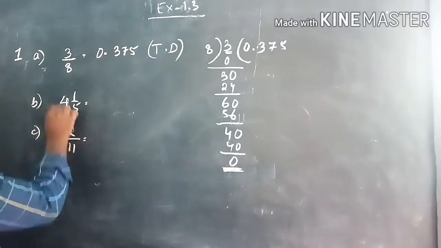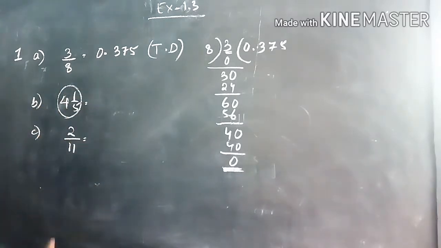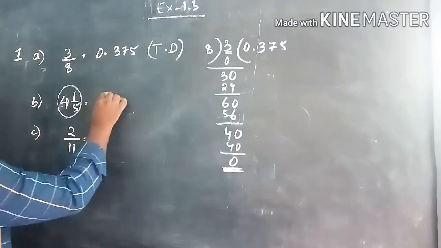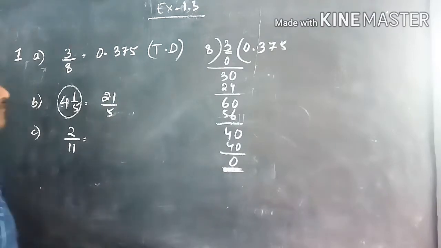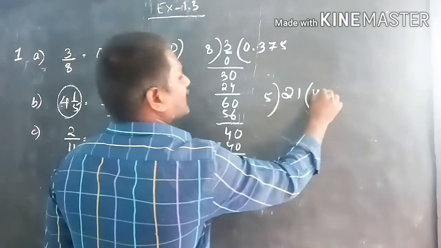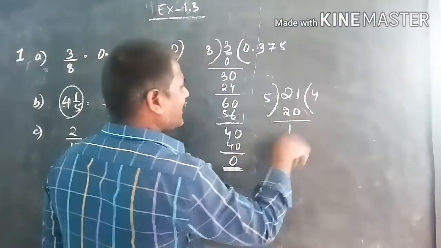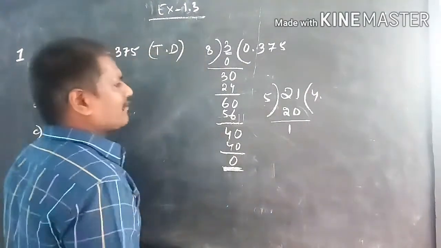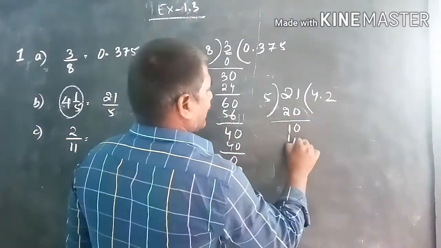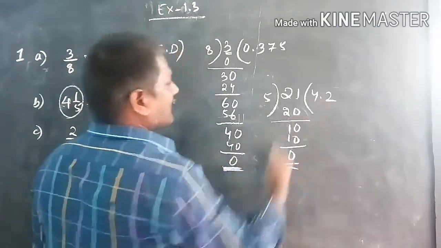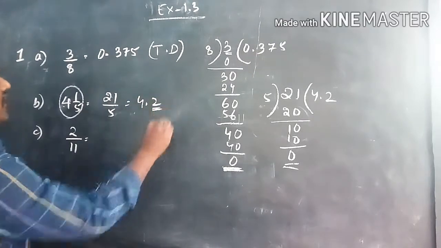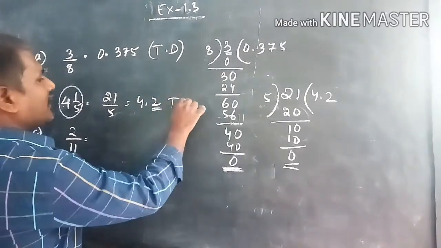4 and 1/5. It is a mixed fraction. Now you have to convert it into an improper fraction. 4 5s are 20. 20 plus 1, 21 by 5. So 21 by 5 also can be divided like this. 5 4s are 20. The remainder is 1. Let us take a decimal point. After taking the decimal point, you have to bring down a zero to the remainder. Now 5 2s are 10. The remainder is 0. So the division is over. The answer is 21 by 5 is equal to 4.2. So it also terminates. Now this is also a terminating decimal.